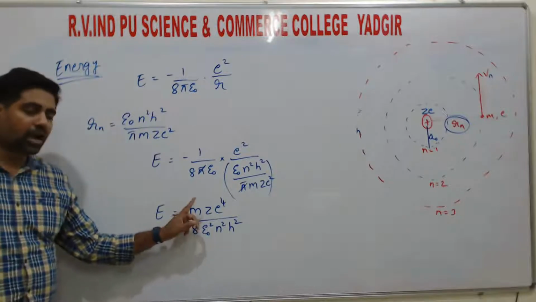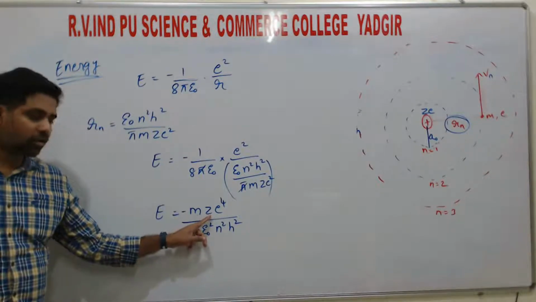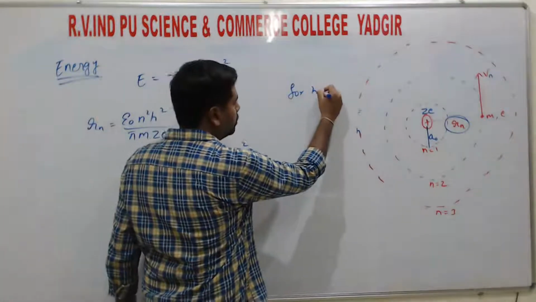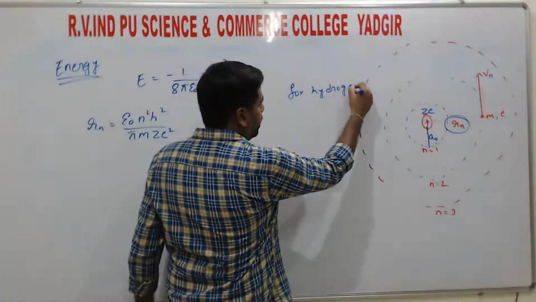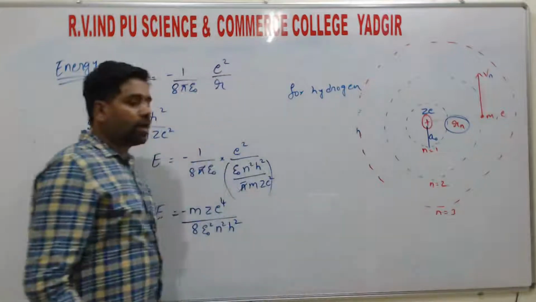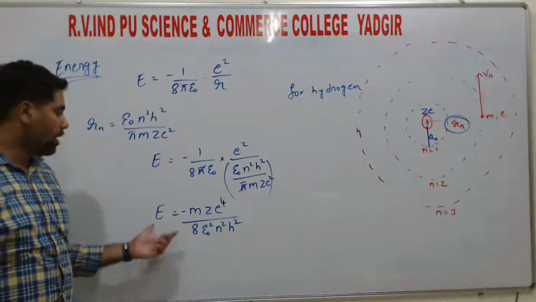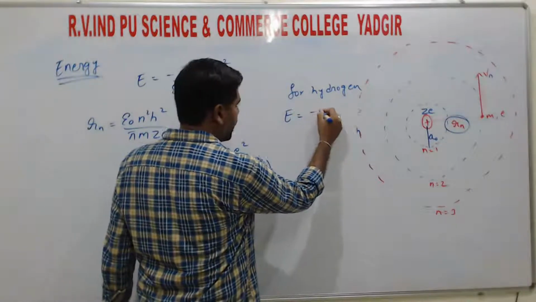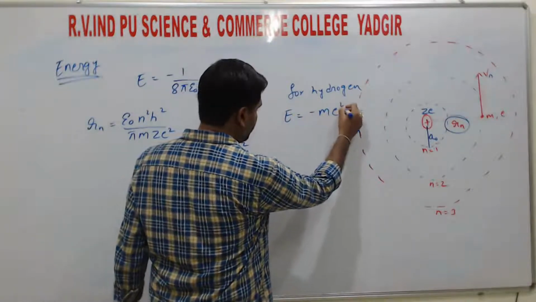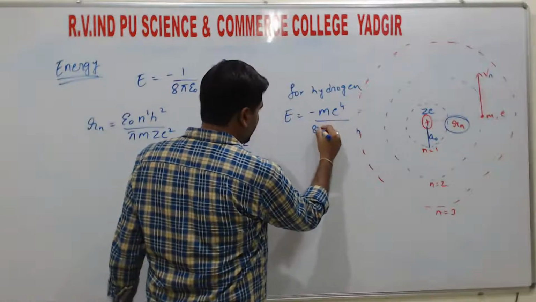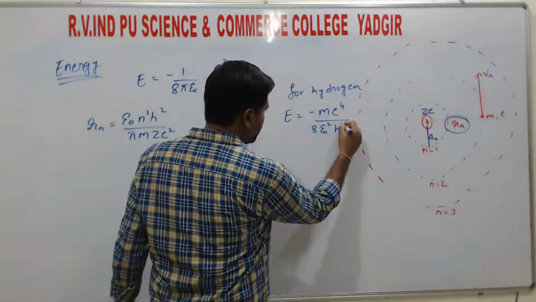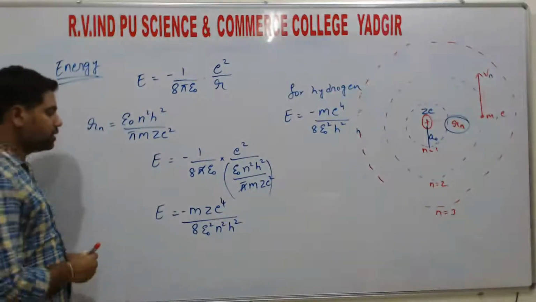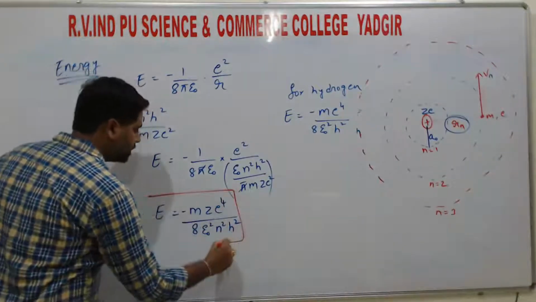For hydrogen, the Z value is equal to 1 and the n value is equal to 1, then the energy of the hydrogen atom E is equal to minus m e to the power of 4 divided by 8 epsilon naught square h square. So this one is the relation of the energy.